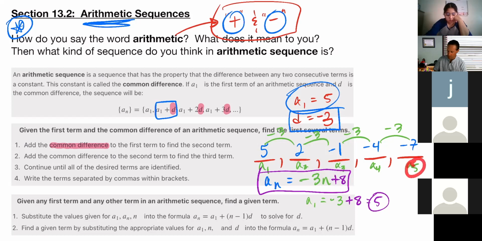Let's test this one. Let's go all the way over here. Plug in a 5. What's a -3 times 5? -15. Add 8. Sweet.